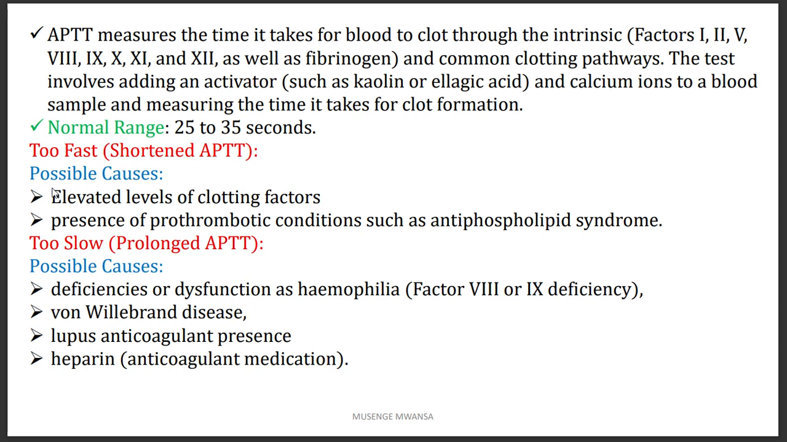So if we are able to see all this time, these are the possible conditions that we are able to link to these two tests. So this is it for this tutorial. In the next tutorial, we're going to talk about the anticoagulation pathway.